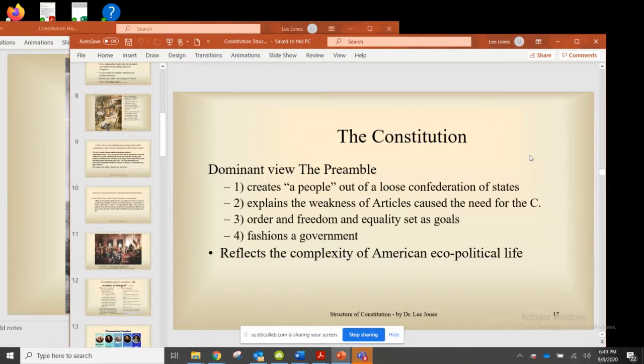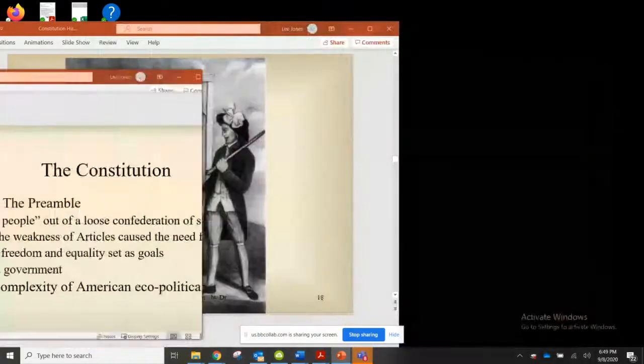That's a good book. So now let's turn our attention. This week we're talking about the Constitution. In order to talk about the Constitution, we have to understand where the Constitution comes from.